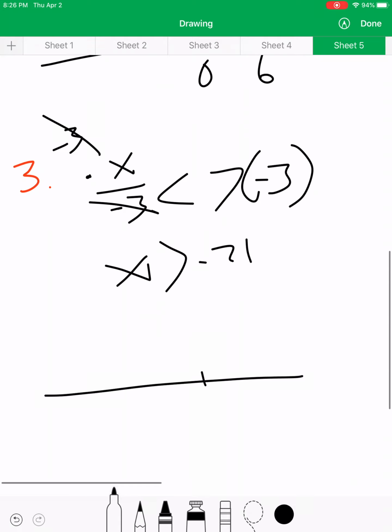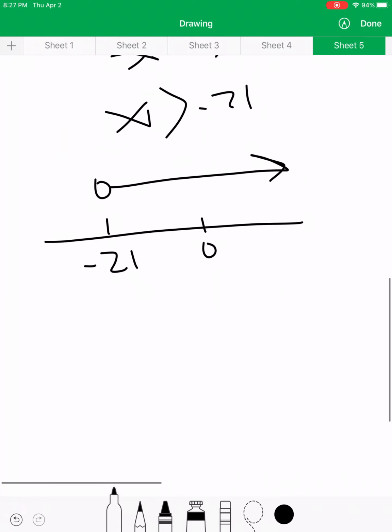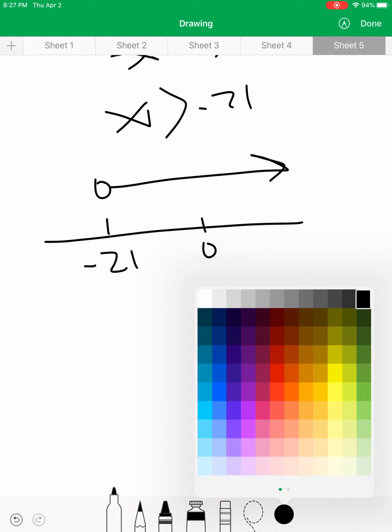Again, always show 0. Always show me the solution, negative 21. There is no dash underneath the inequality sign, so it's an open dot. X is greater than negative 21. Numbers that are greater than negative 21 are to the right on the number line. All right, number 4.